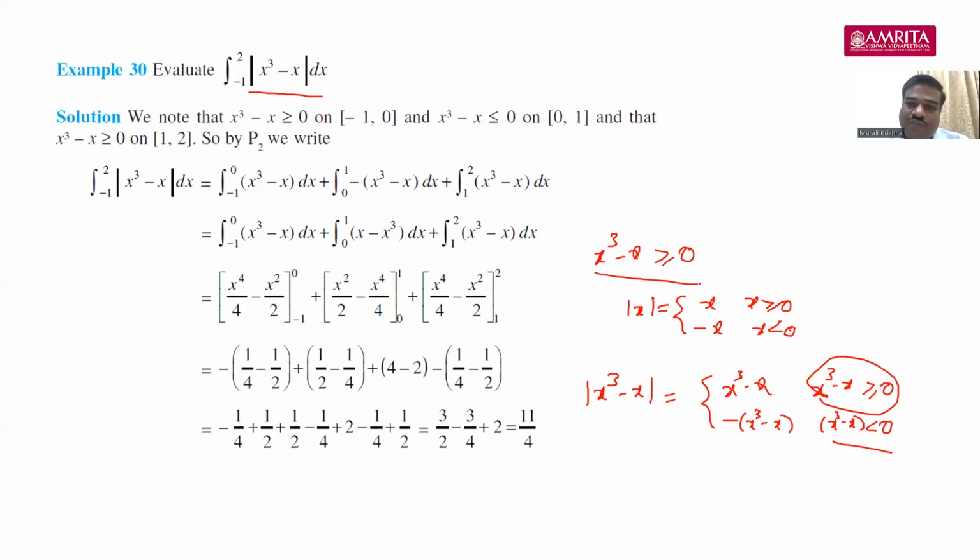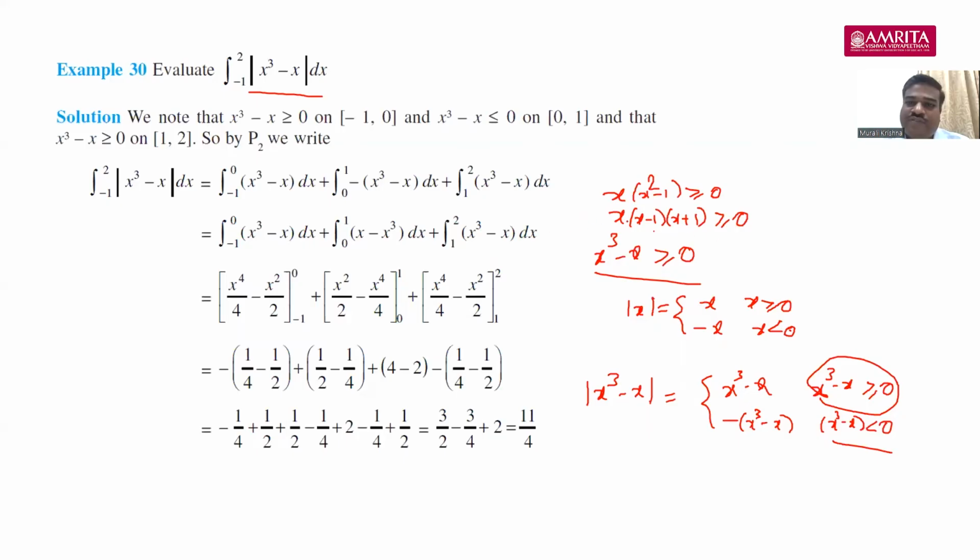For that, you can factor the expression as x into x square minus 1 greater than or equal to 0. Now please understand, it is a product of 3 terms: x into x minus 1 into x plus 1 greater than or equal to 0. So there are possibilities like x positive or x negative.